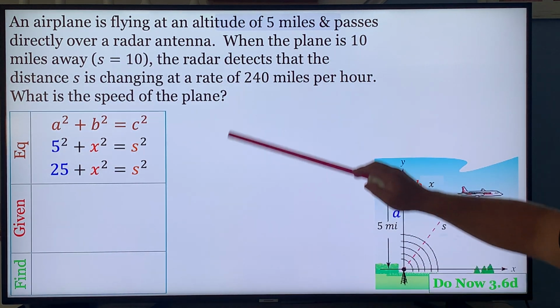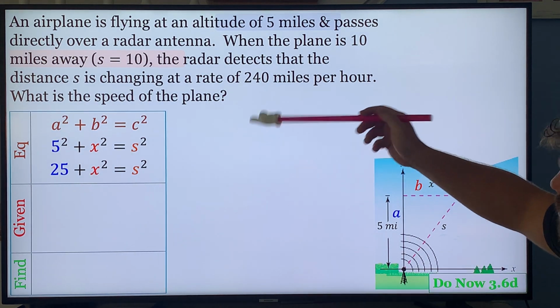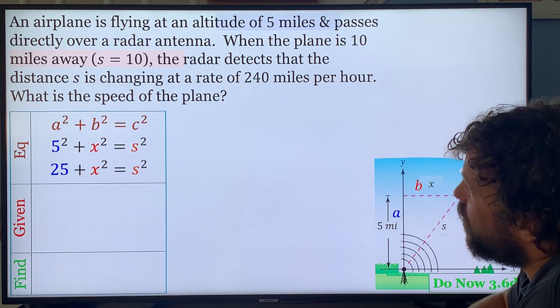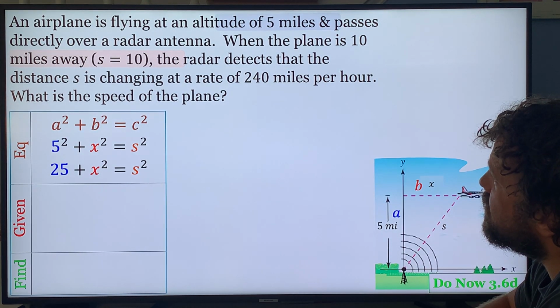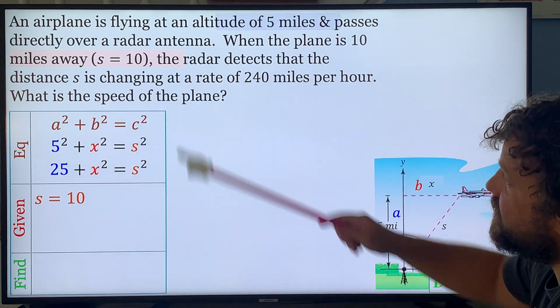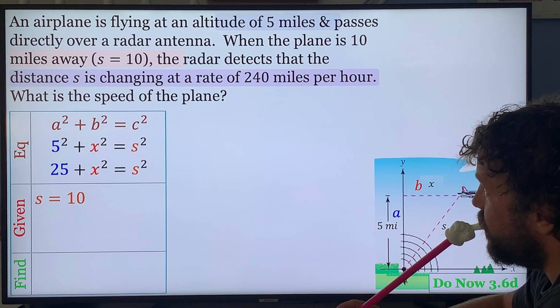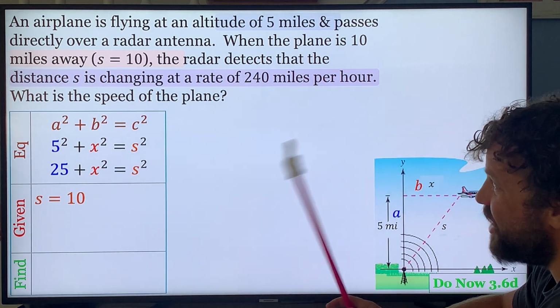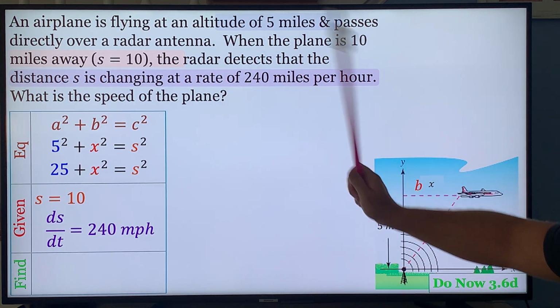All right, given. Now let's go look and see what else we got. When the plane is 10 miles away, s equals 10. Distance is changing at a rate of 240 miles per hour. S changing, so ds/dt equals 240 miles an hour. What is the speed of the plane?